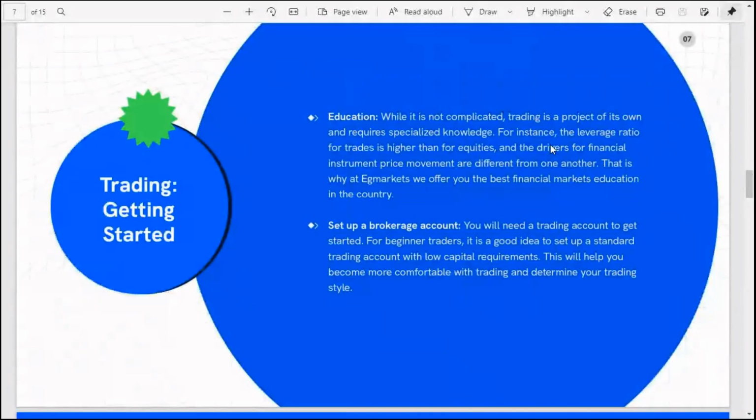For instance, the leverage ratio for trade is higher than equities, and the drivers of financial instrument prices are different from one another. That is why at Eagle Global Markets we offer you the best financial markets education. What it basically means is, for you to trade global financial markets, be it big or small capital, we offer you leverage. We borrow you more money to be able to trade. The concept of leverage I've explained before in previous webinars. You can go over and watch what I mean by leverage.